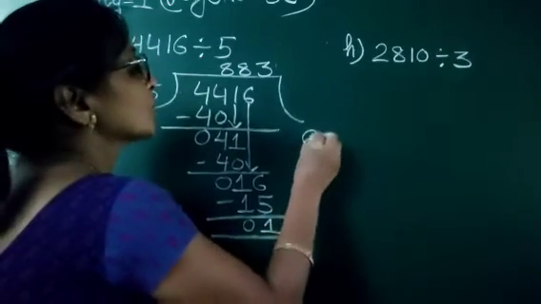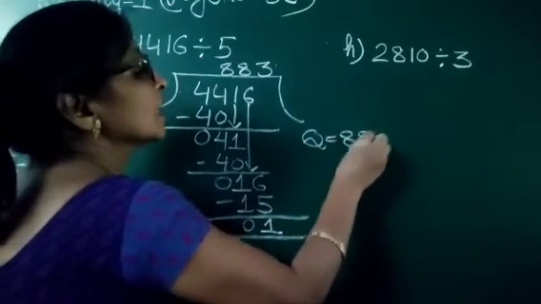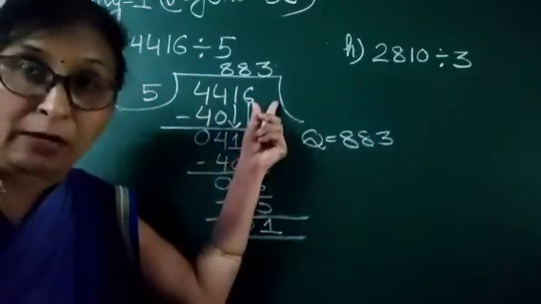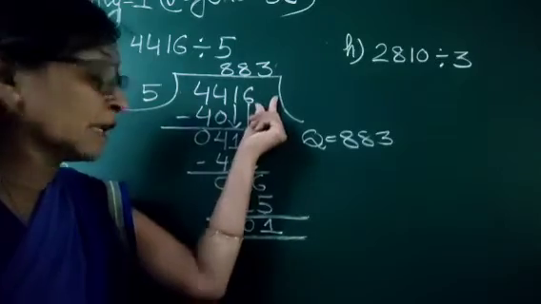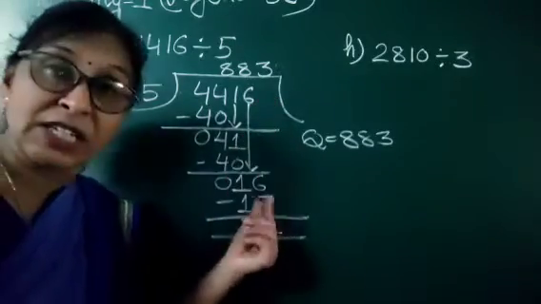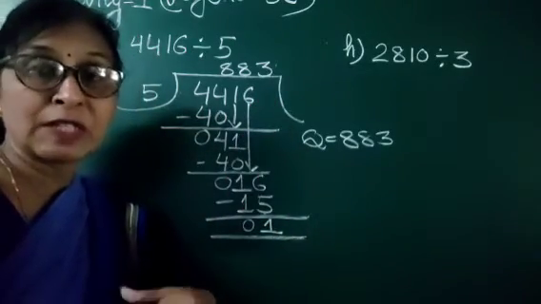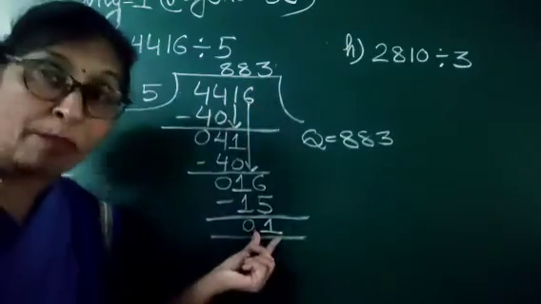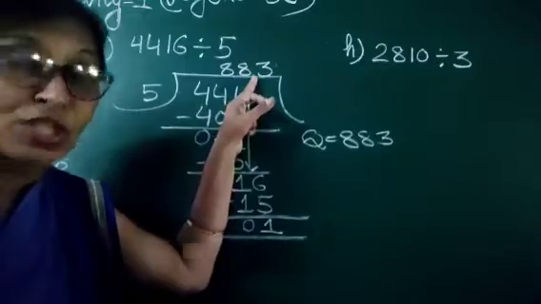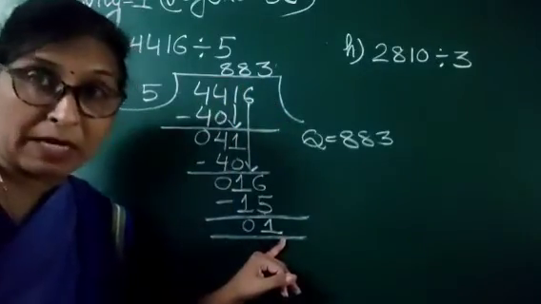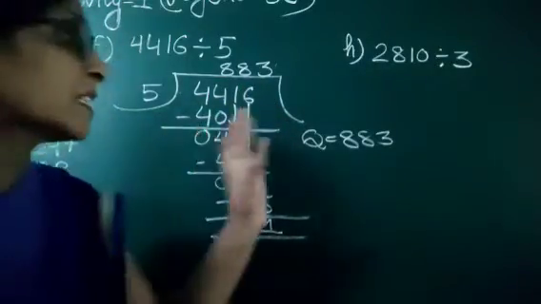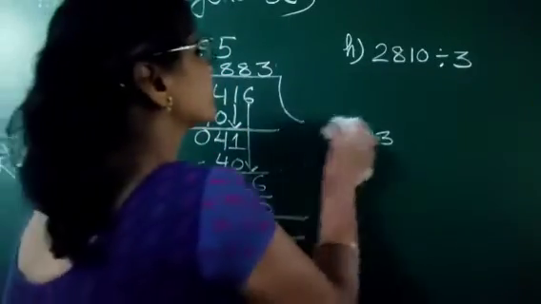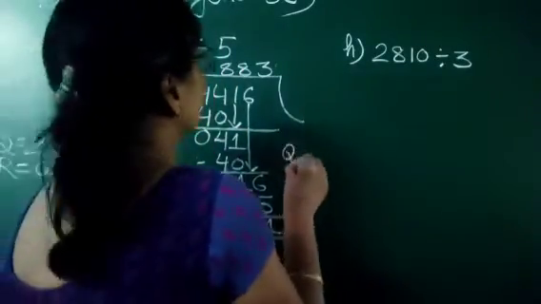So our quotient is 883. We stop here because there is no digit here. If a digit is here, then we write it again and the process goes on. But no digit is here, so we stop here, and this is our quotient and this is our remainder. Now the next part you see, that is the H part.